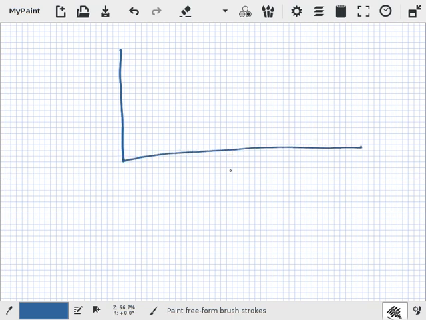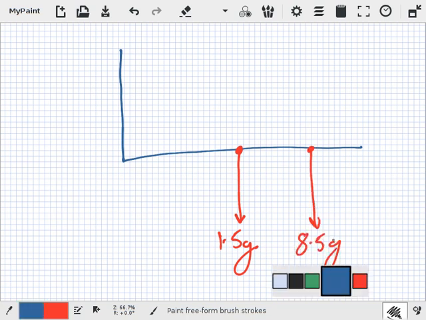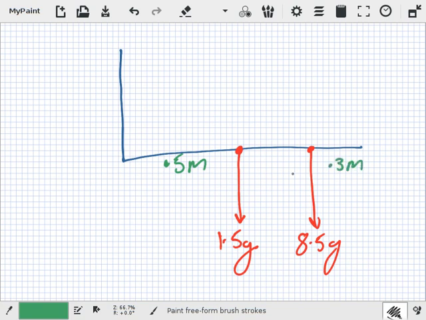So, because it's 1.5 and it's in the middle, I'll just draw a 1.5g here. And then the sign is 8.5, and that I'll put here. And that's 8.5g. This distance is 0.5 of a meter. This distance is 0.3 of a meter. So this distance here is 0.2 of a meter.